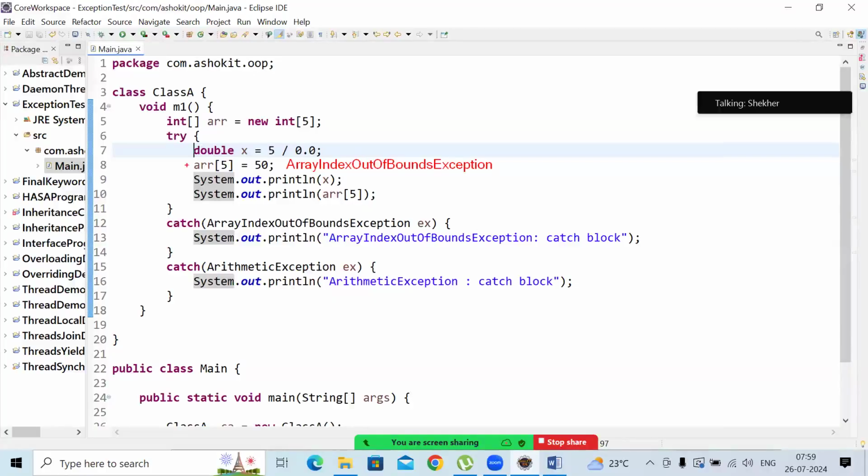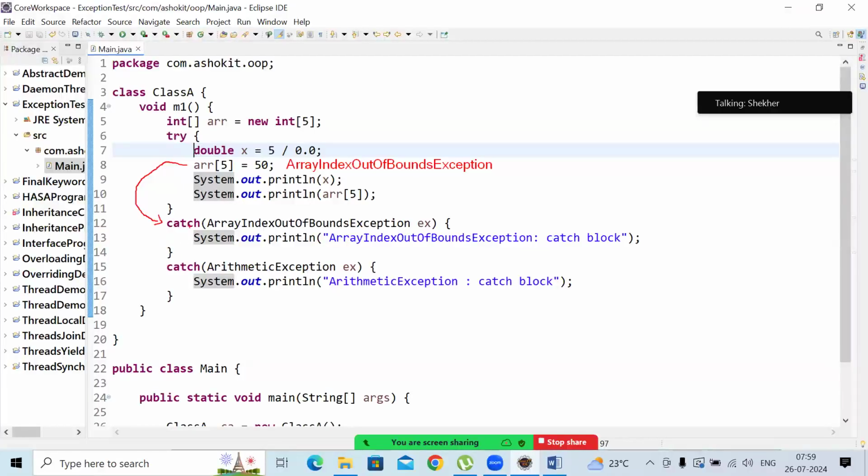The nearest catch block, which is the first catch block. What's the parameter of this catch block? Array index out of bounds exception. Both are matching, so this catch block will be executed. If this catch block is executed, will control jump to the next catch block also? No. Remember, if there are two catch blocks, only one will be executed at a time. That's a very important point to know.